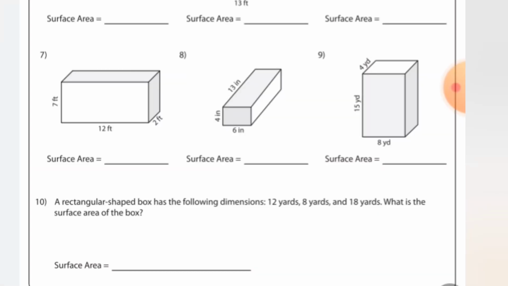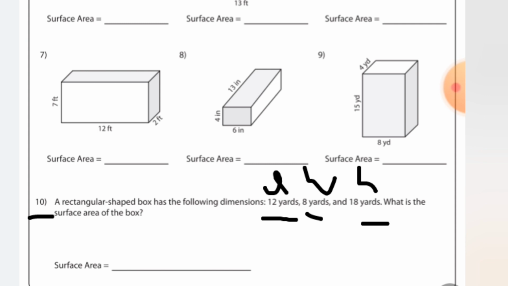Okay, our next question, the last part, is question number 10. In question number 10, a rectangular shape has the following dimensions: 12 yards, 8 yards, and 18 yards. What is the surface area of the box? So I just consider this one is a length, this one is a width, and this one is a height. Now we just find the surface area of the rectangular shaped box.